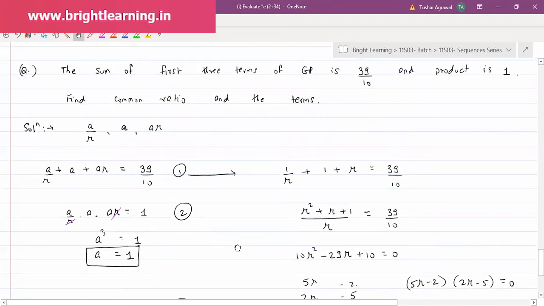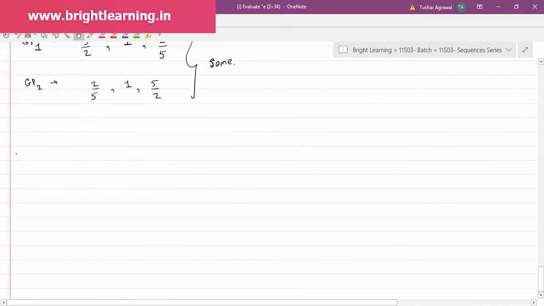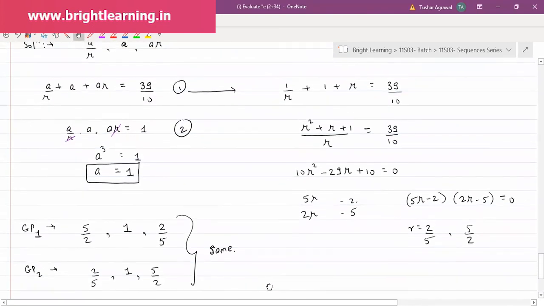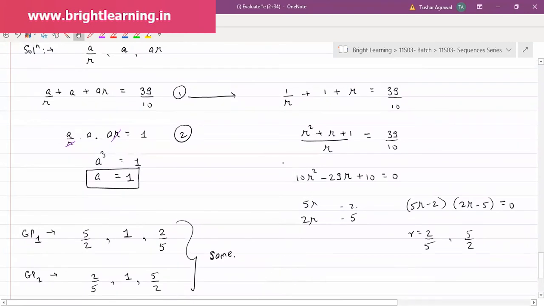Got it? Afrin? Yes, sir. Did you understand? Sir, a bit, sir. Tell me which part you did not understand. The last part, sir. R calculation, did you understand? Yes, sir, that I understood. R part you understood, no? Yes, sir. This was just solving the quadratic equation.